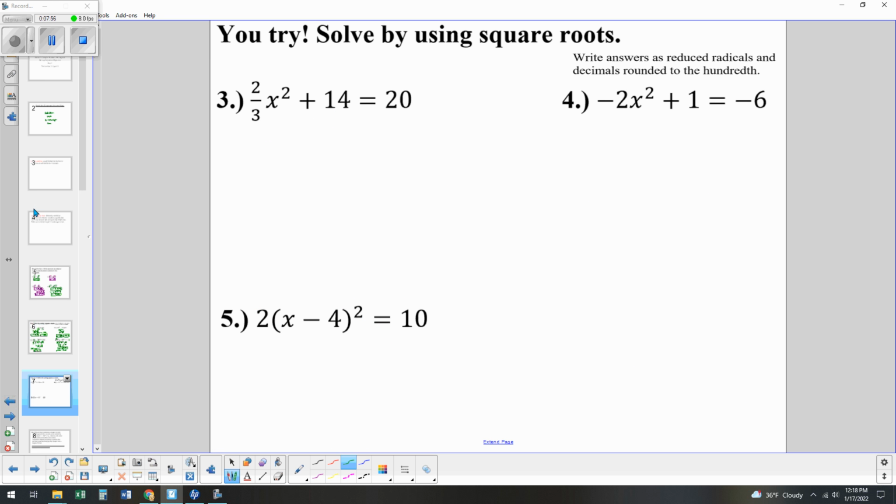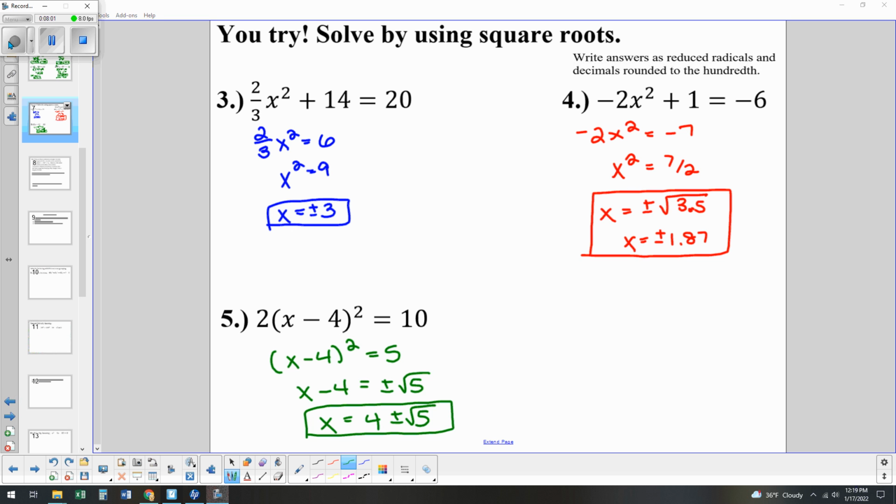So you go ahead and try these three, pause it, and then you can check your answers. All right, so check your answers. Number 3 was plus or minus 3. Number 4, you could turn this one into a decimal because we already had a decimal underneath the radical, right? Square root of 7/2 or square root of 3.5 is plus or minus 1.87. And then number 5, we got 4 plus or minus the square root of 5. All right, if you wanted the decimals for that one, it would have been 6.24 and 1.76.